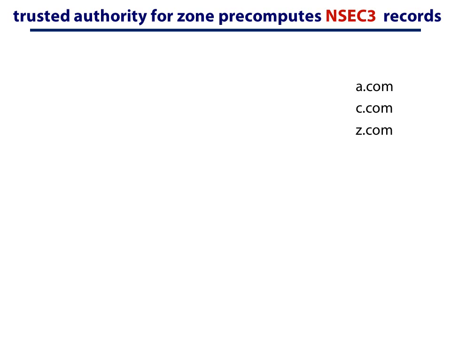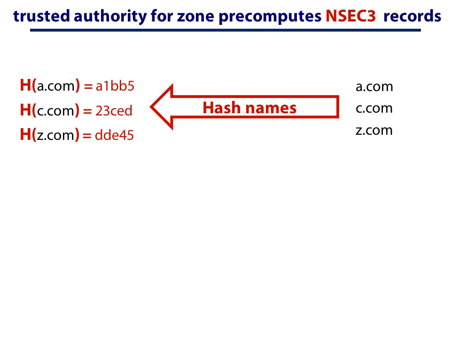So right now, we're going to talk about what the trusted authority for the zone, the authority who actually holds the zone signing key, does ahead of time in order to pre-compute the NSEC5 records. So what he's going to do is take all the names in the zone and compute a hash on these names. For example, SHA-256 computed on every name in the zone, and that's going to give us a bunch of hash values.